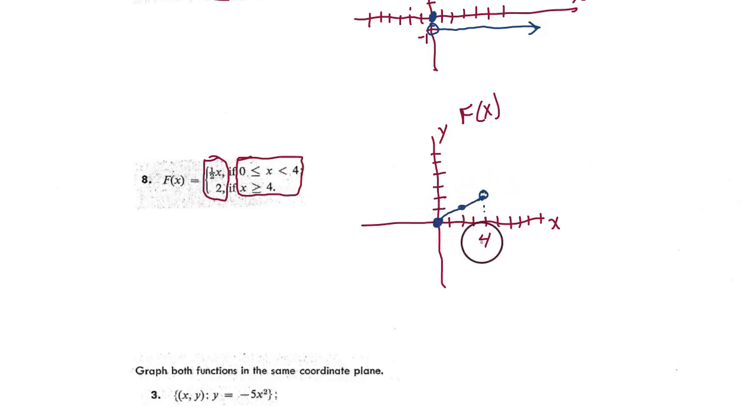Here's our diagonal piece. Now what happens from 4 and going to the right? We stay at a height of 2. So you draw. So when x is 4, you put a dot at 2, in a sense filling in the open circle you just had, and then go straight over to the right.